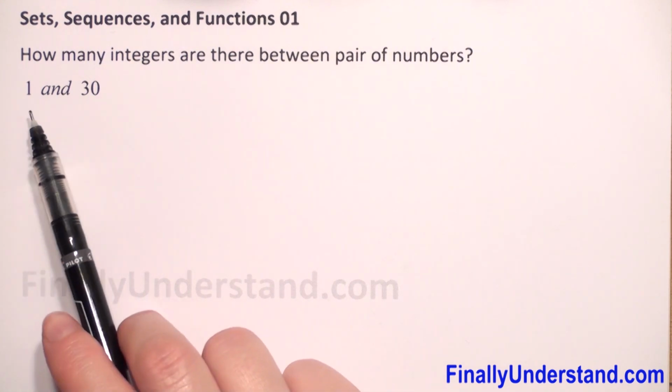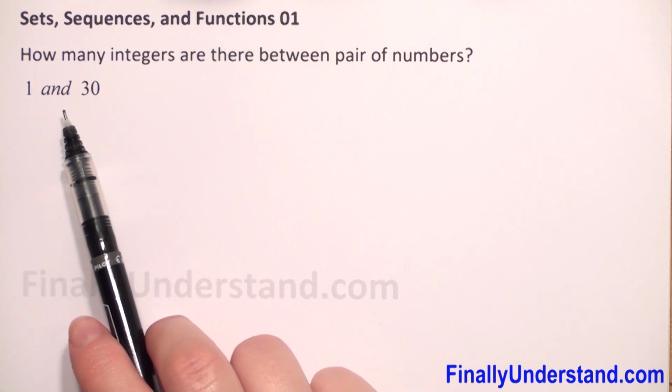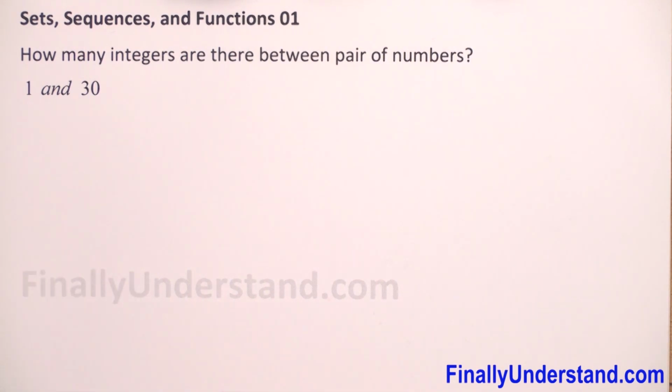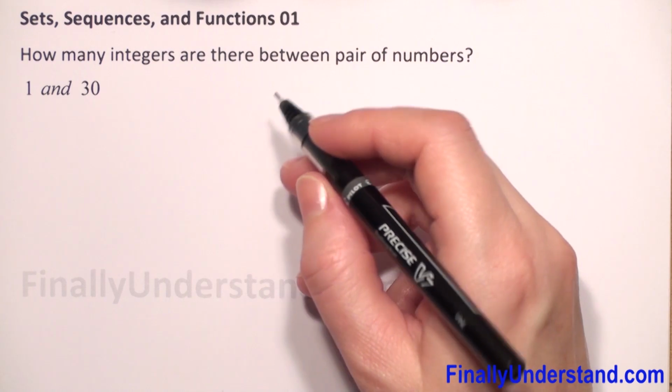We have to find how many integers there are between a pair of numbers. We have numbers from 1 to 30. First, what does integers mean? An integer is one of the numbers in the list.